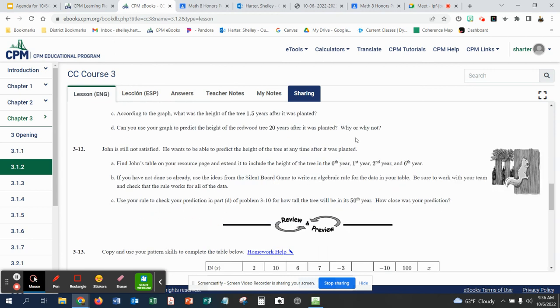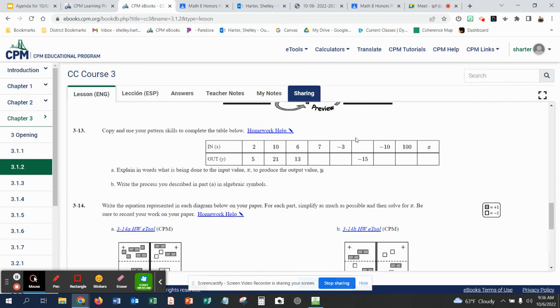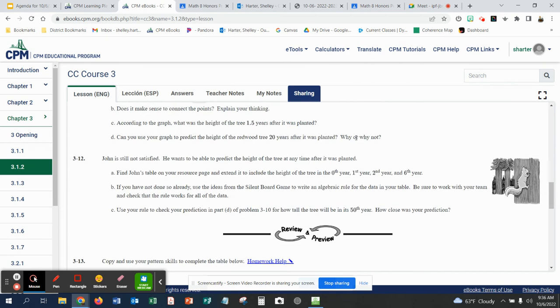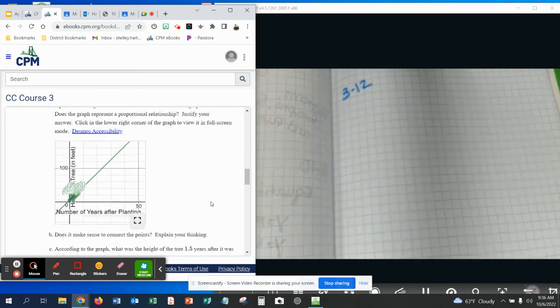All right, so let's move to 3-12. We did 3-11. Let's go to 3-12, which is our last one. Because we spent so much time doing the silent board game. I know. I love the silent board game. So much fun. Oops, you can't see it. Okay, 3-12. Here we go.